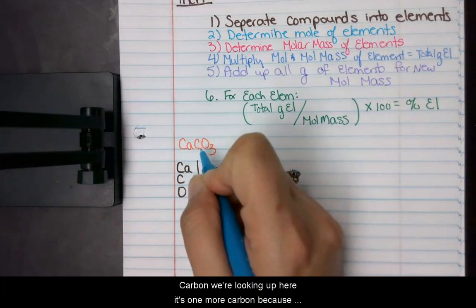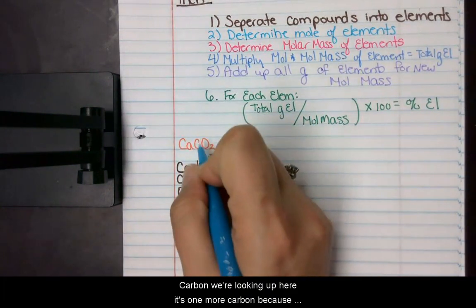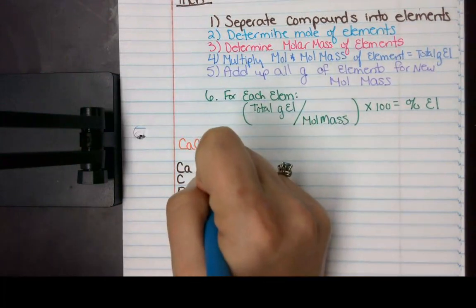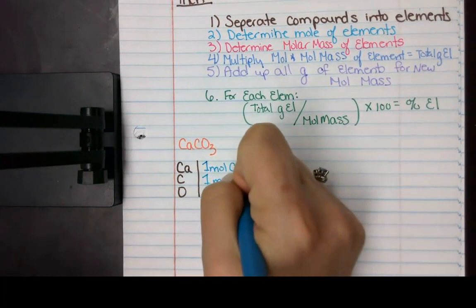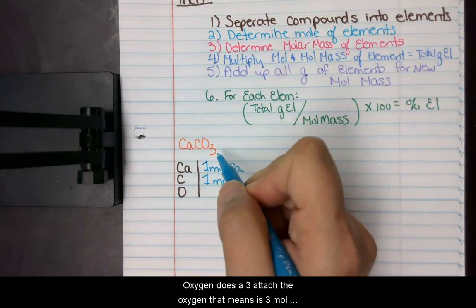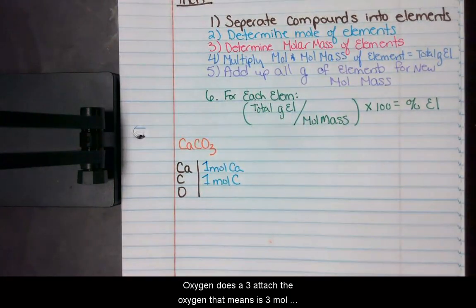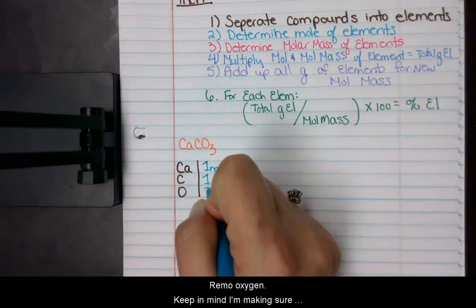For carbon, we're looking up here. It's 1 mole carbon because, again, no subscripts. And then oxygen, there's this 3 attached to the oxygen. That means there's 3 moles of oxygen because any kind of subscript means the amount of moles. So you have 3 mole oxygen.